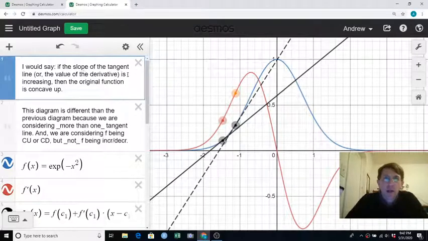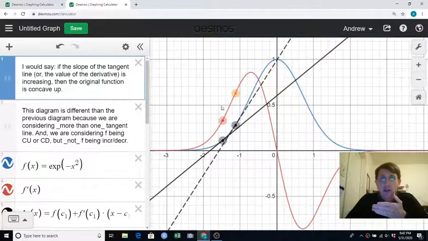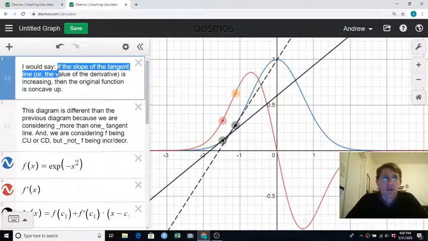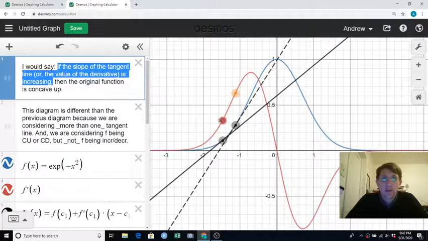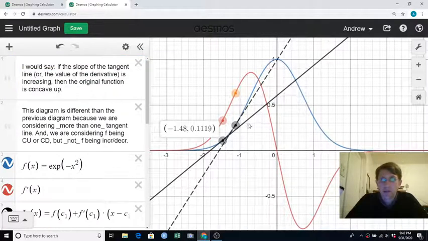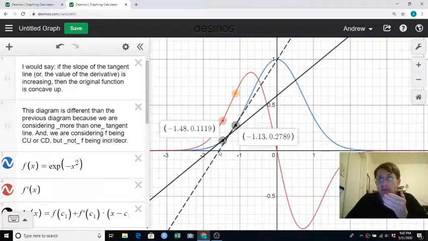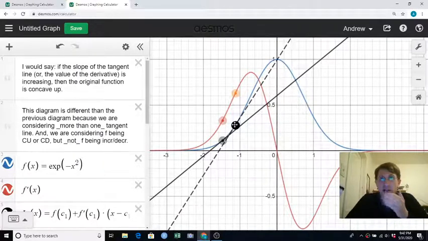Now let's talk about the behavior of the tangent line itself, or the behavior of the derivative as we move from left to right. So that's kind of thinking about two tangent lines and how the slope changes from one tangent line to a nearby one. So I would say if the slope of the tangent line is increasing, so what that's saying here is that this tangent line has a positive slope, and this tangent line has a larger positive slope, so the slope of the tangent line increased from this tangent line to that tangent line, then the original function is concave up.